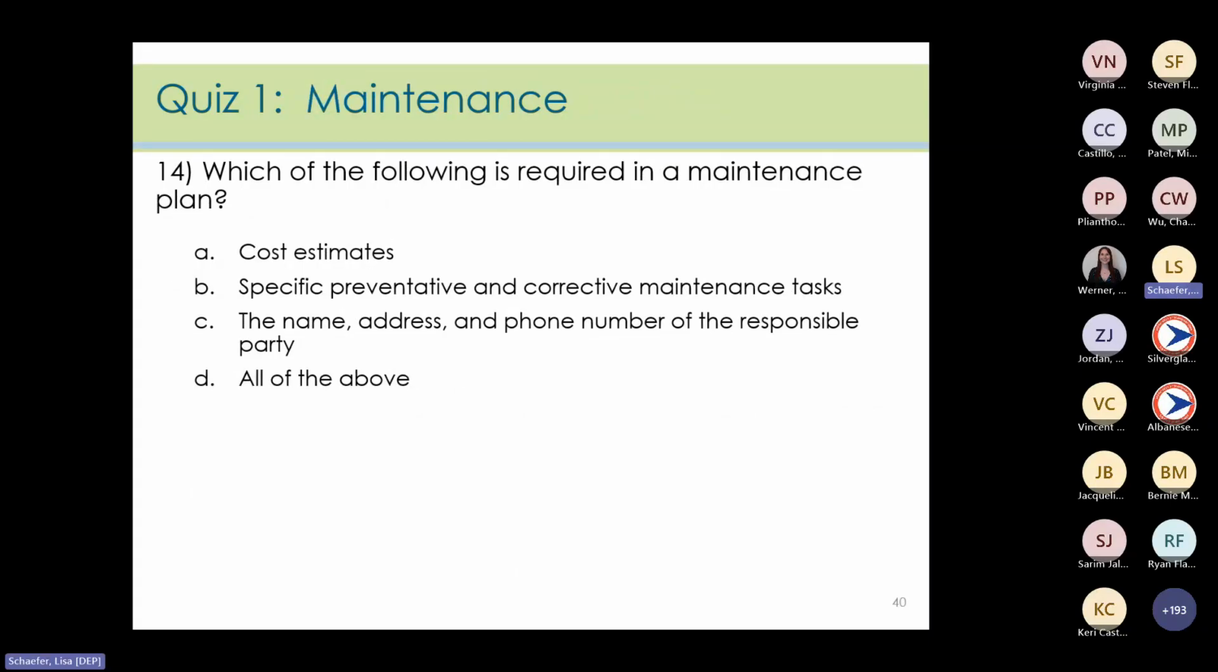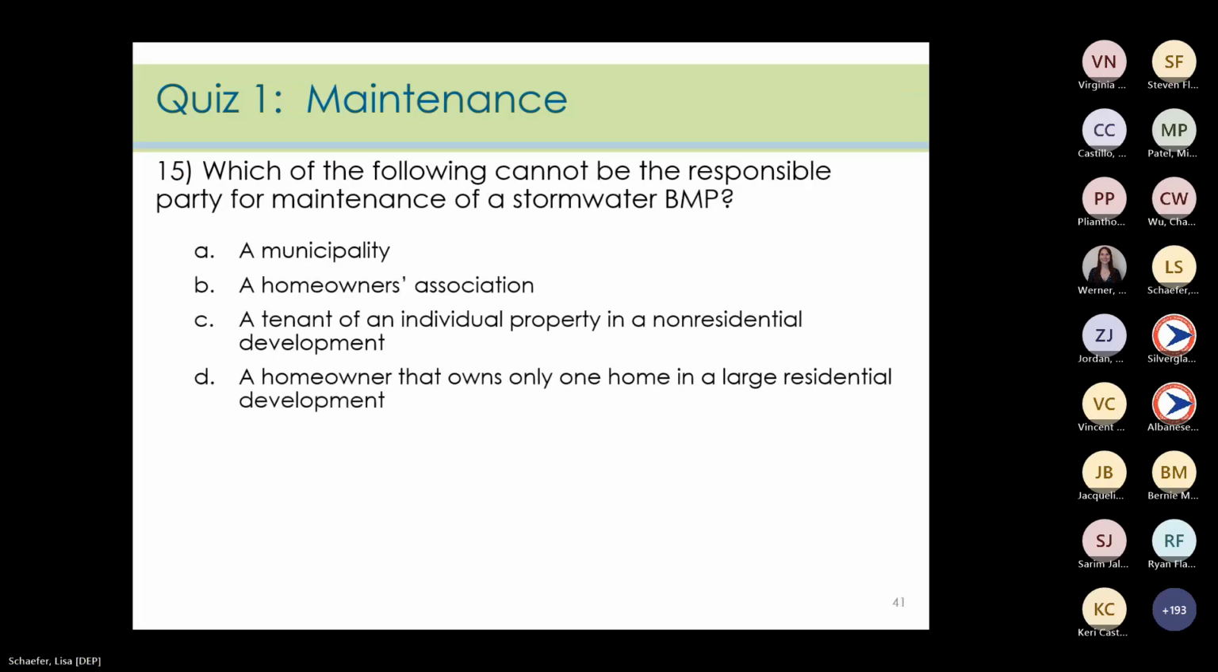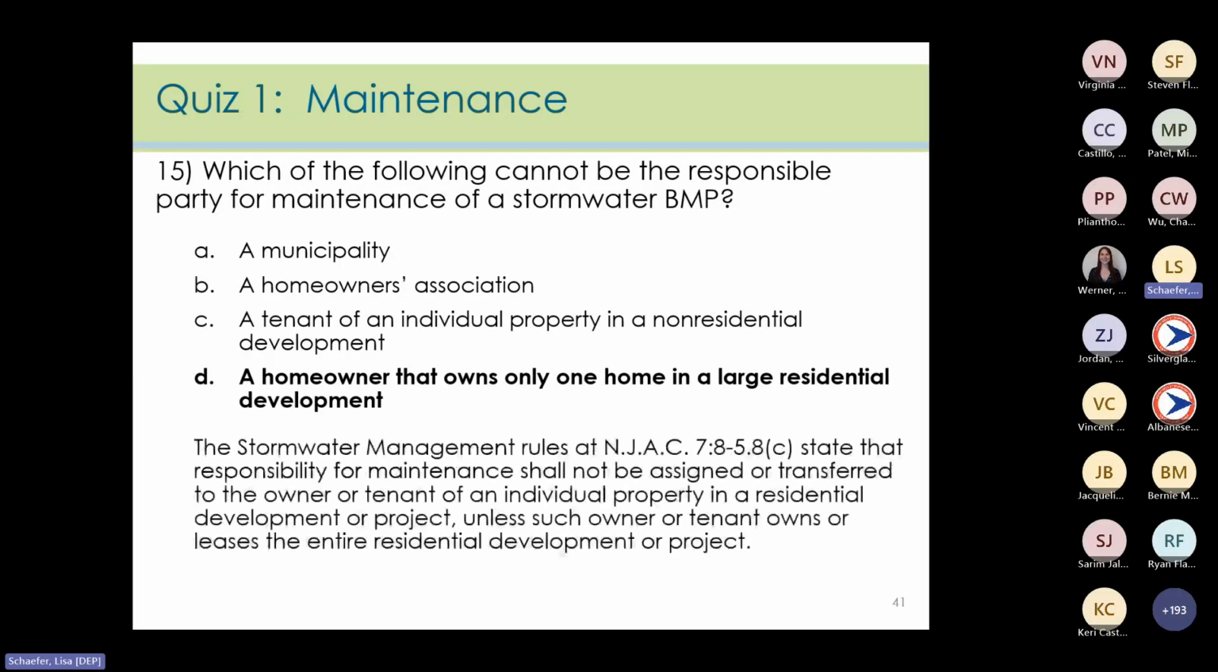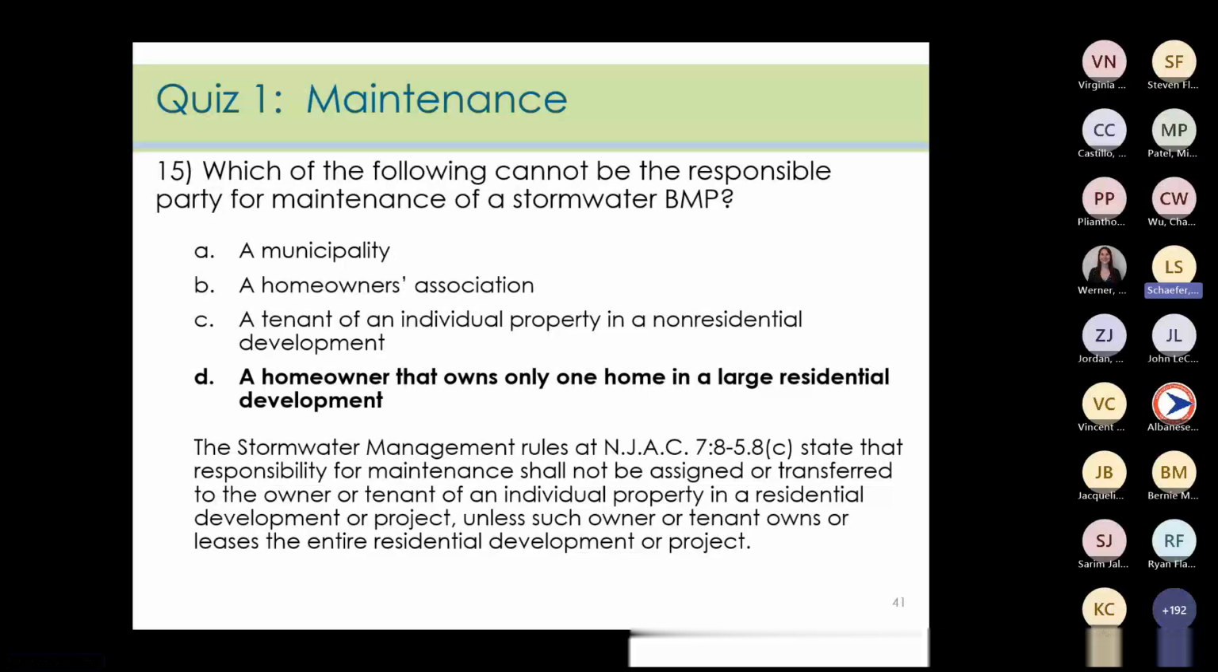Question 14. The answer is D, all of the above. All of these things must be included in the maintenance plan. Question 15. The answer is D. The stormwater management rules at NJAC 7:8-5.8C state that the responsibility for maintenance shall not be assigned or transferred to the owner or tenant of an individual property in a residential development or project unless such owner or tenant owns or leases the entire residential development or project.